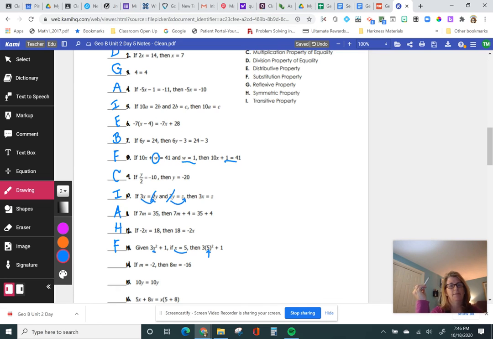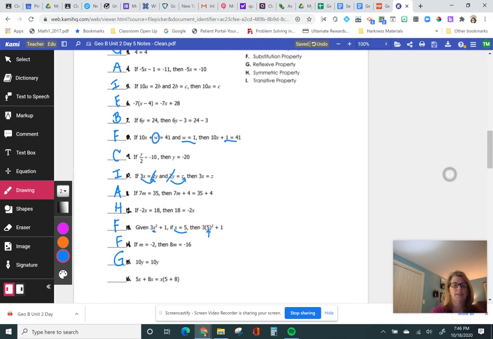If m equals negative 2, then 8m equals negative 16. So what did we do here? We multiplied by negative 2, but we also substituted in. I'm going to go with substitution here. That is F as well. 10y equals 10y. That's just that reflexive. Remember, reflexive, think of reflective. It's almost like it reflects itself. G.